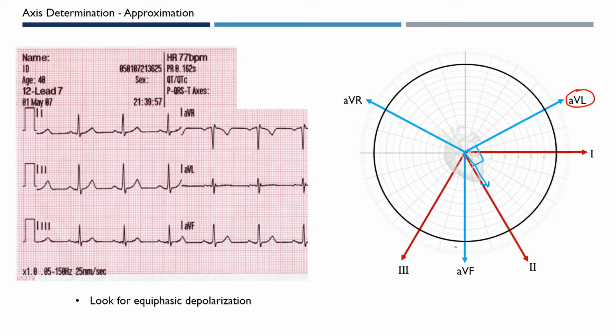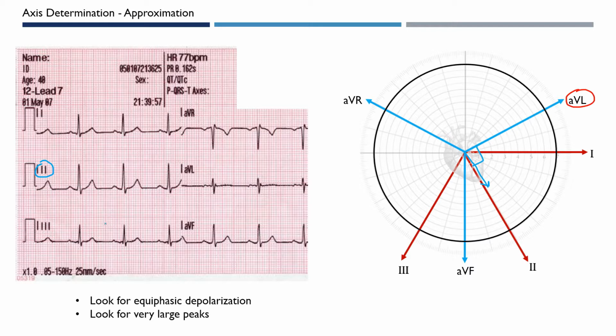So that's our first clue we want to look for. And that can be really helpful for determining the axis of depolarization. If you have an equiphasic EKG, it's perpendicular to that particular lead. The second clue is to look for very large amplitudes. In this case, we see that lead 2 has very large amplitudes.